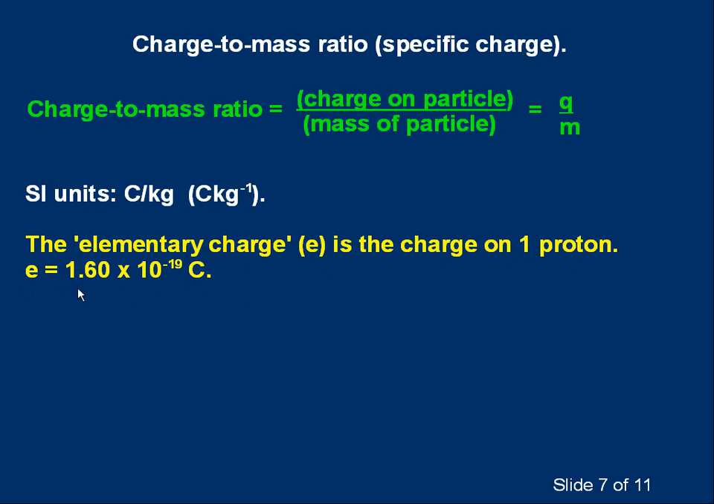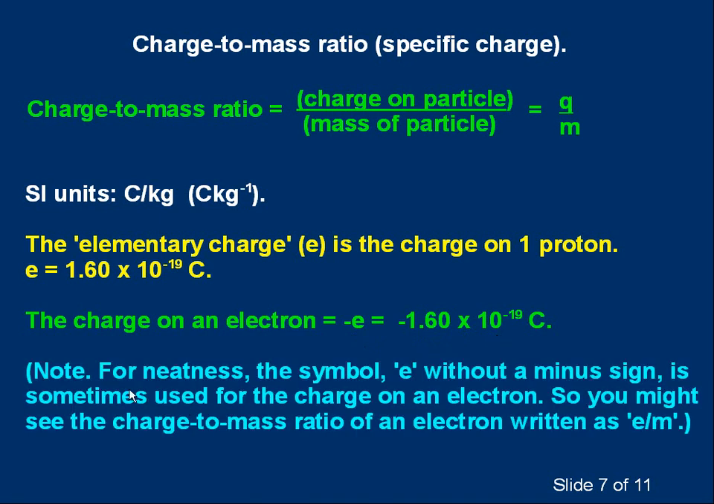You'll tend to use it so many times that you'll remember it. That means the charge on an electron is minus E, minus 1.60 times 10 to the minus 19 coulombs. Now a word of warning, or note at least, for neatness: the symbol E without a minus sign is sometimes used for the charge on an electron. Technically that's wrong. So you might find in some textbook the charge to mass ratio of an electron written as E over M. Technically that's wrong. It should be minus E over M. Nevertheless, people tend to do it. If I need the minus sign, I will be putting it in. But if you see something like E over M written in a textbook, it means the charge of an electron divided by its mass, if we're talking about an electron.